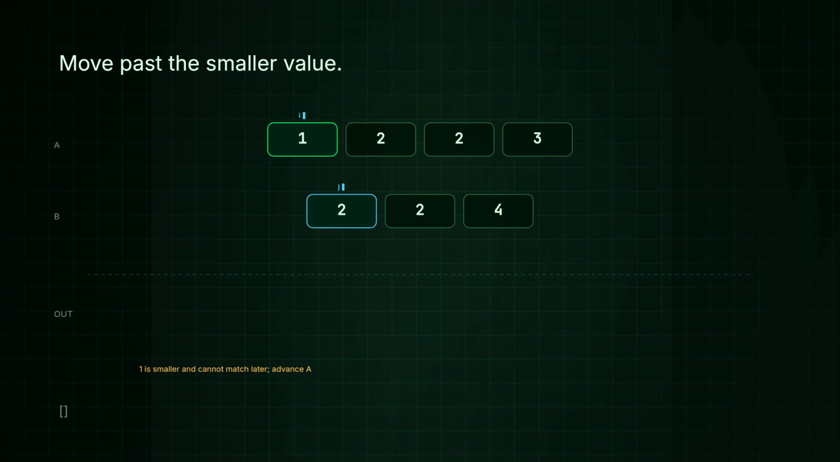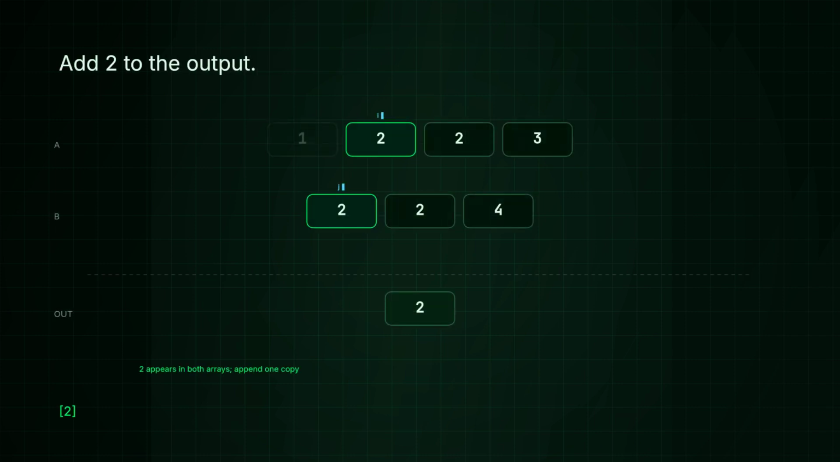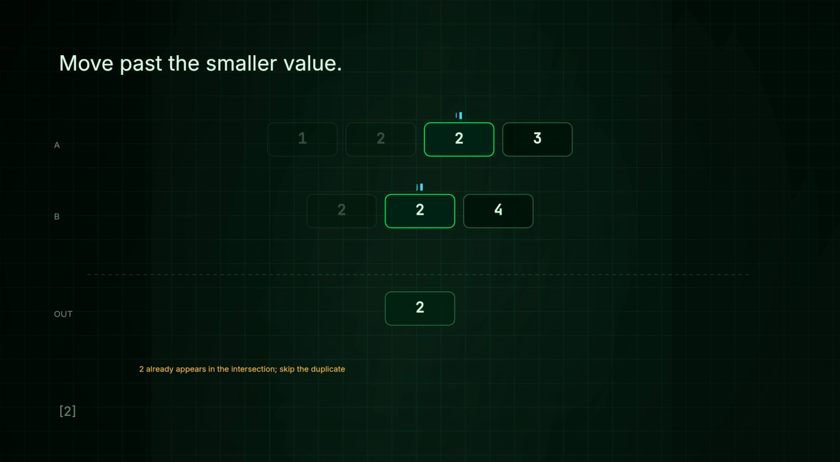Advance A. The output does not change. 2 appears in both lanes, so append one copy. The output becomes 2. 2 matches again, but it is already in the intersection. The output does not change.